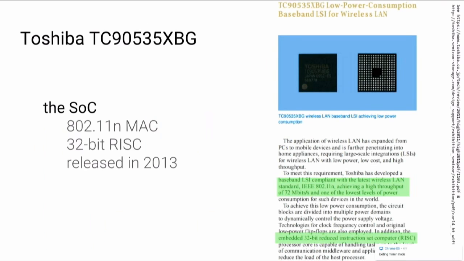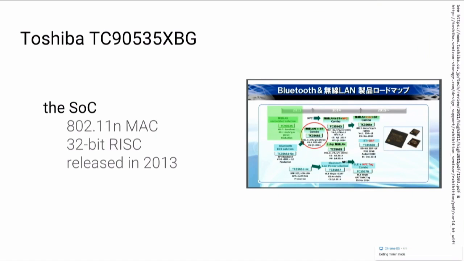You will find only 2 documents. So this one is in English or in Japanese, depending on your preferred language. Here you will learn that TC90 implements 802.11n and also contains a 32-bit RISC core. But we don't have any information about the precise architecture. The second document is a slide deck in Japanese or in Chinese. Again, you can choose. And you will learn that TC90 was released in 2013 and is part of a family of components used for Bluetooth and wireless communication. So we know that this red component, TC90, is the CPU, but we don't know the architecture yet.